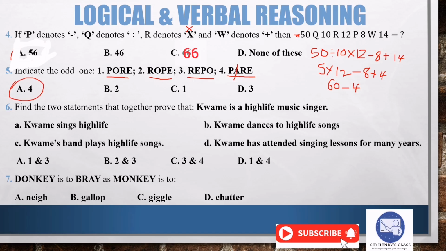Find the two statements that together prove that Kwame is a high life music singer. So the first one says Kwame sings high life. Does it prove that Kwame is a high life singer? Let's see. B. Kwame dances to high life songs. The statement is that he is a high life singer. They never said he is a dancer.